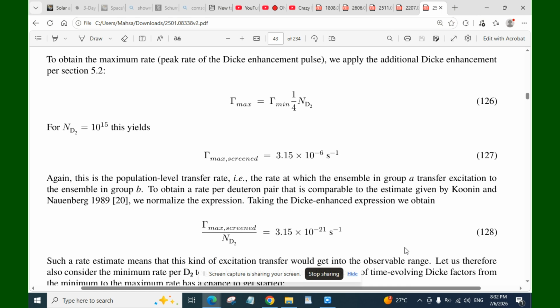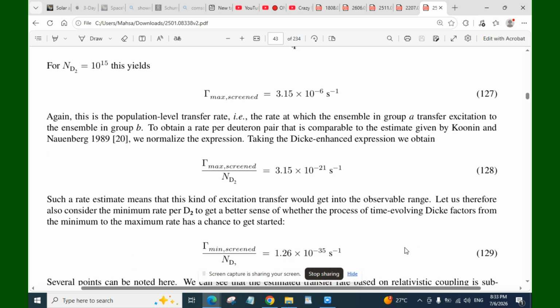Again, this is the population level transfer rate, for example, the rate at which the ensemble in group A transfers excitation to the ensemble in group B, to obtain a rate per neutron pair that is comparable to the estimate given by Koonin and Nauenberg in 1989 in reference 20. We normalize the expressions taking the decay enhancement expression.